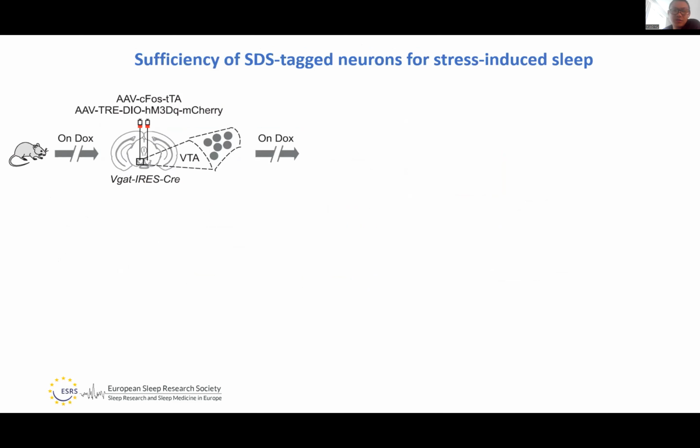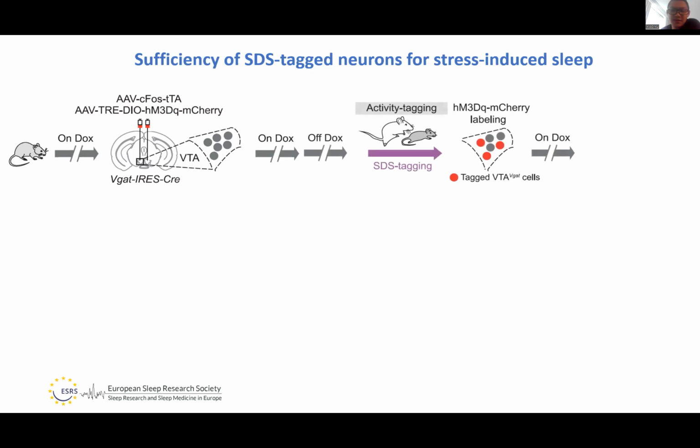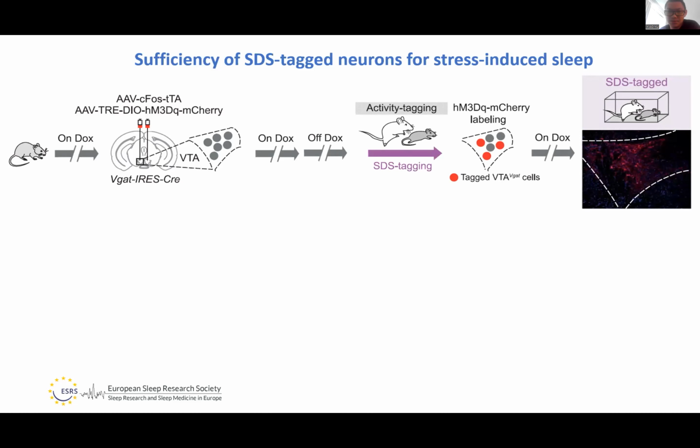So here we undertook this c-Fos dependent tagging system with hM3Dq and mCherry to test if these stress sensing cells in the VTA could induce sleep. Mice experienced social defeat while the GABA cells were activity tagged. This image shows stress labeled VTA GABA neurons. You can see they are located in a specific area in the middle of the VTA.